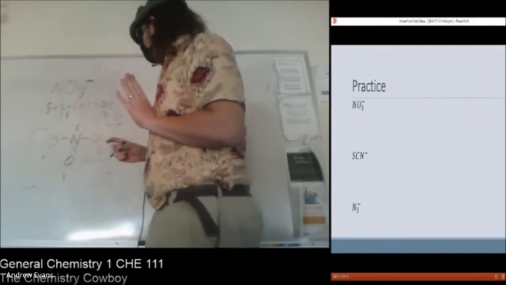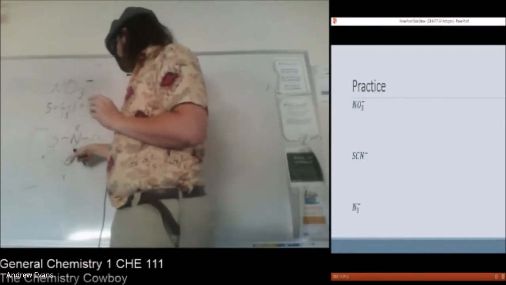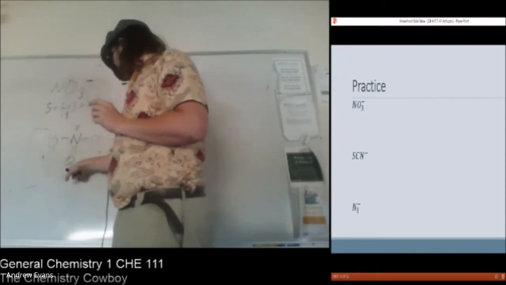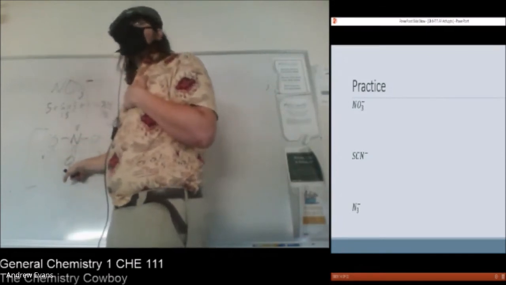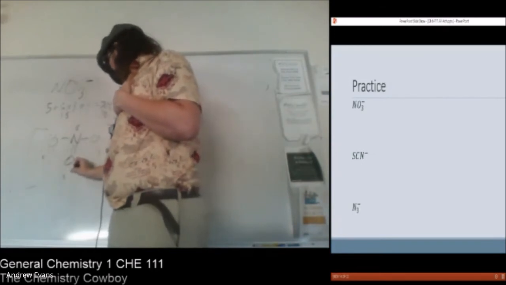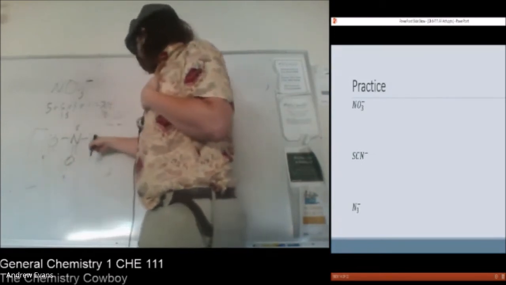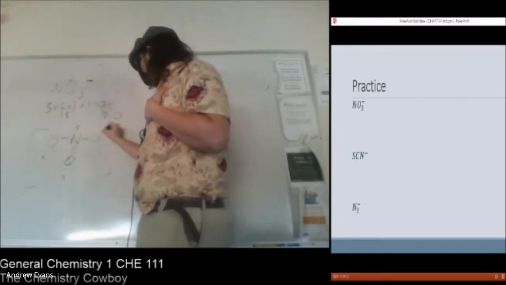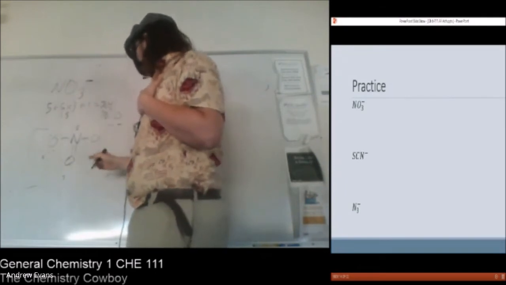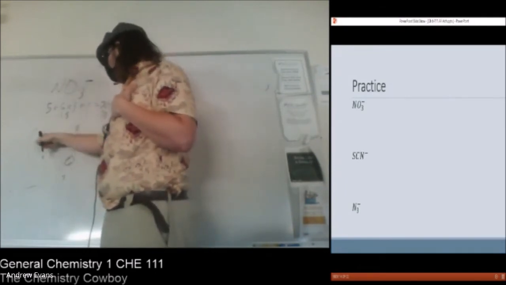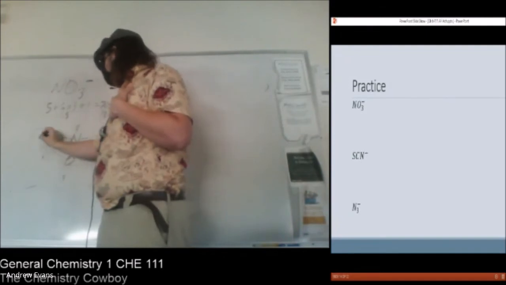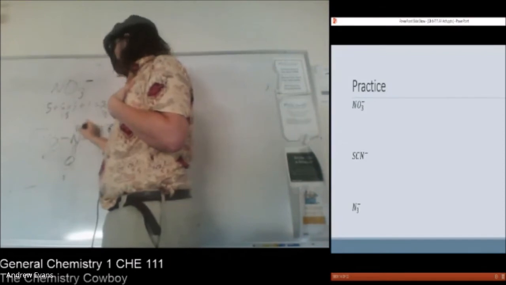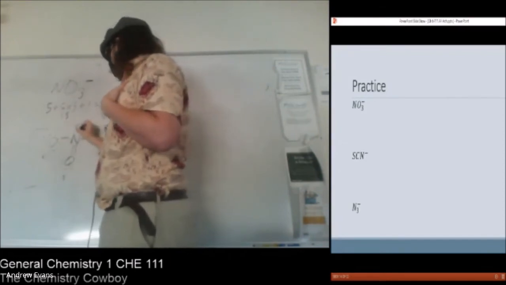Oxygen should have 6 electrons. 1, 2, 3, 4, 5, 6. Formal charge of the bottom oxygen is 0. This one, 1, 2, 3, 4, 5, 6, 7. Formal charge of -1. 1, 2, 3, 4, 5, 6, 7. Formal charge of -1. 1, 2, 3, 4. Nitrogen should have 5. Formal charge of +1.